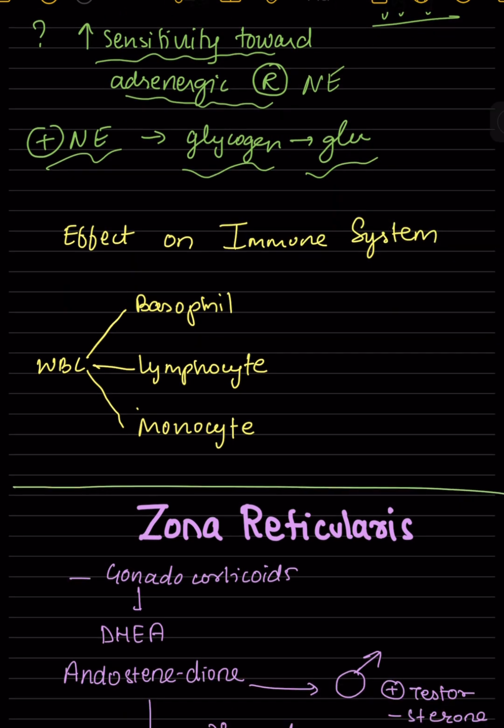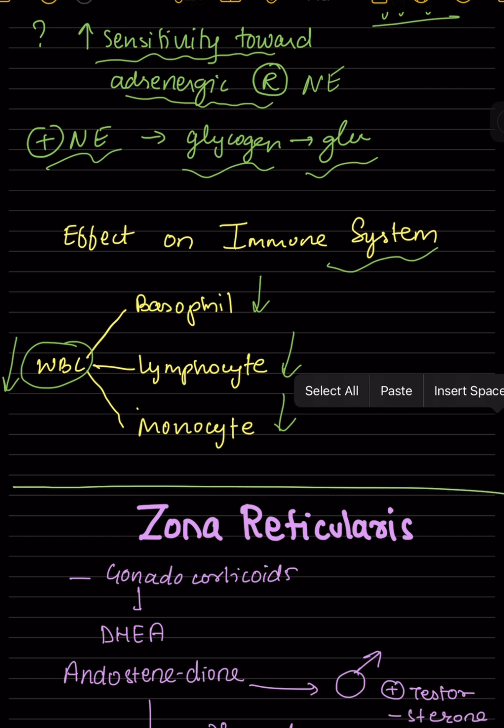It actually decreases our immunity. It works on the WBCs and decreases basophils, lymphocytes, and monocytes. That's why, when we are under stress, our immunity seems to go down. While an exam is approaching, more children fall sick. It is because of this. Stress actually harms our immune system.